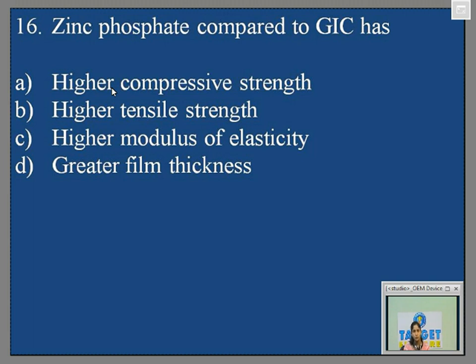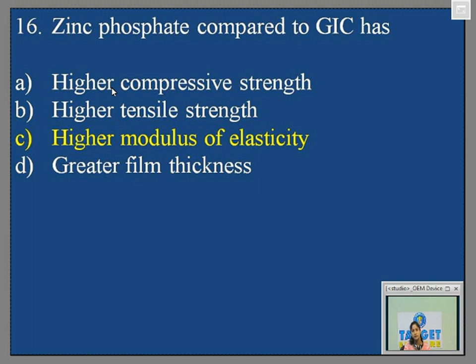Okay, these values which I have given, please learn them by heart, especially when you compare zinc phosphate and GIC, because they are the two most commonly used cements. I hope you have written all of these down. So the answer for the 16th question is higher modulus of elasticity, because the rest of the other properties are lower. Film thickness of zinc phosphate is the least out of all dental cements. If the question is asked, the dental cement with the least film thickness is zinc phosphate, that is 20 microns.